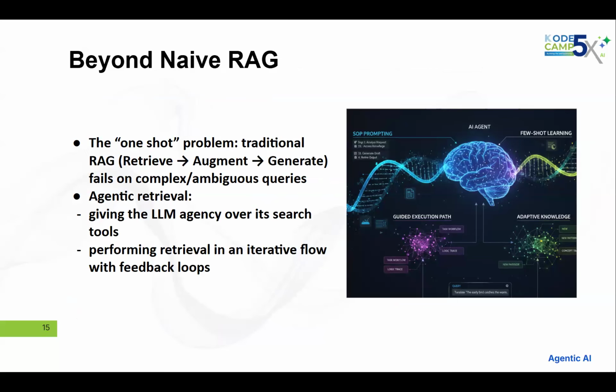Now, in traditional RAG, when the LLM receives the prompt, it retrieves necessary information from whatever knowledge base is available to it. It uses that information to augment the context, and then based on that augmented context, it generates the response to the prompt. So that's why it's called retrieval augmented generation.